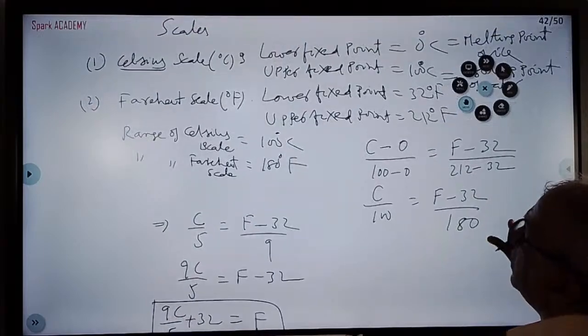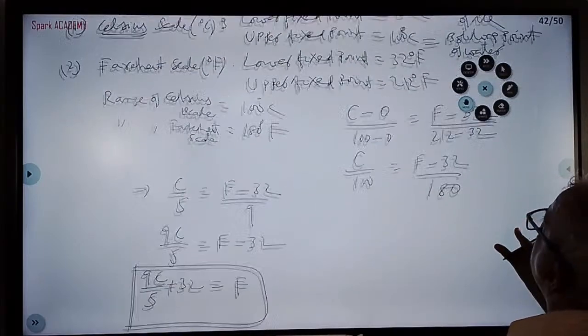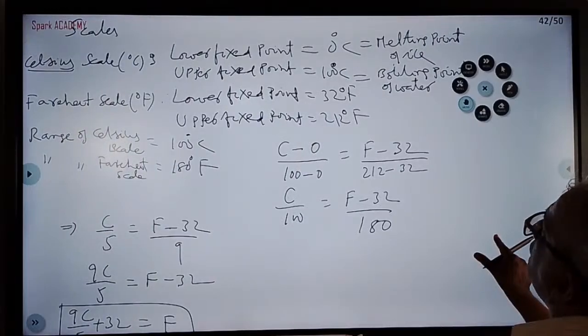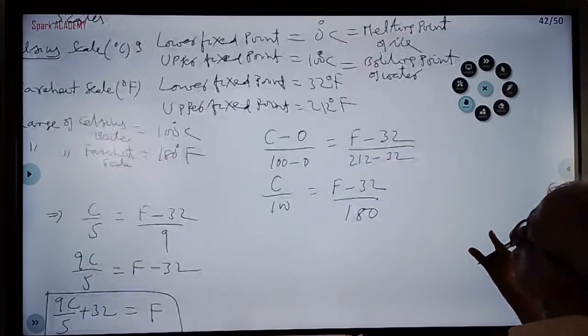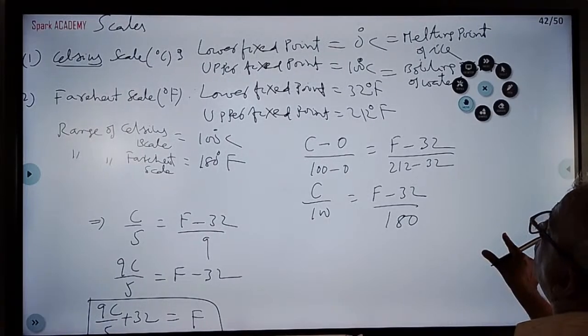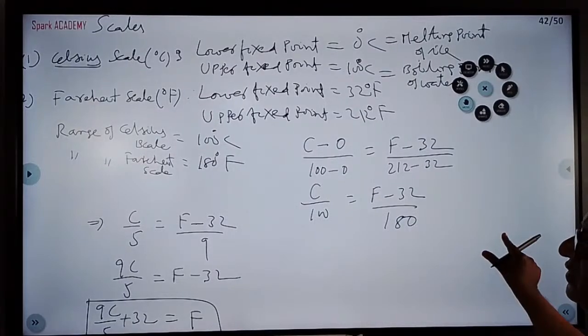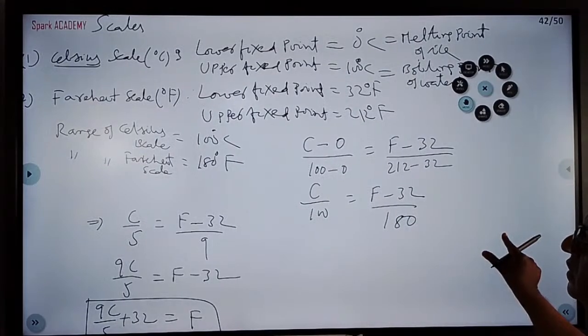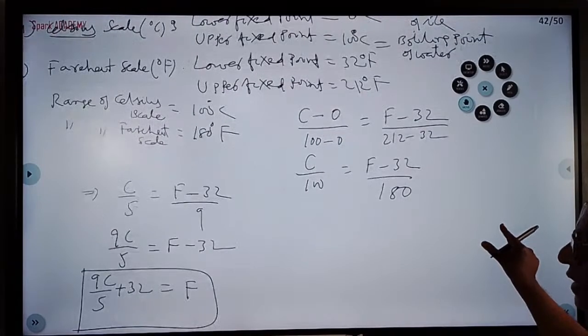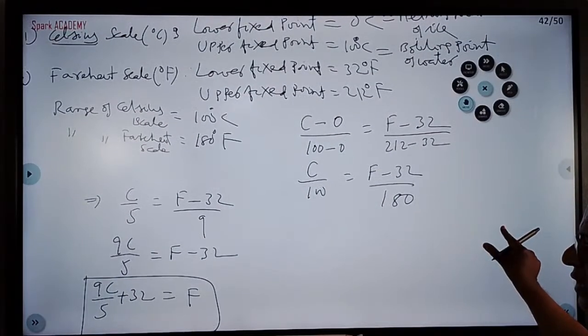So students, you see here the Celsius scale and the Fahrenheit scale. Lower fixed point, melting point of ice; upper fixed point, boiling point of water. In Fahrenheit also, lower fixed point is the melting point of ice, upper fixed point is 212 degrees Fahrenheit. Range of Celsius scale is 100, range of Fahrenheit scale is 180. So what is the relation? (C minus 0) by (100 minus 0) is (F minus 32) by (212 minus 32). C by 100 is equal to (F minus 32) by 180. Simplifying, C by 5 is equal to (F minus 32) by 9, so 9C by 5 is equal to F minus 32. Therefore F is equal to 9C by 5 plus 32.